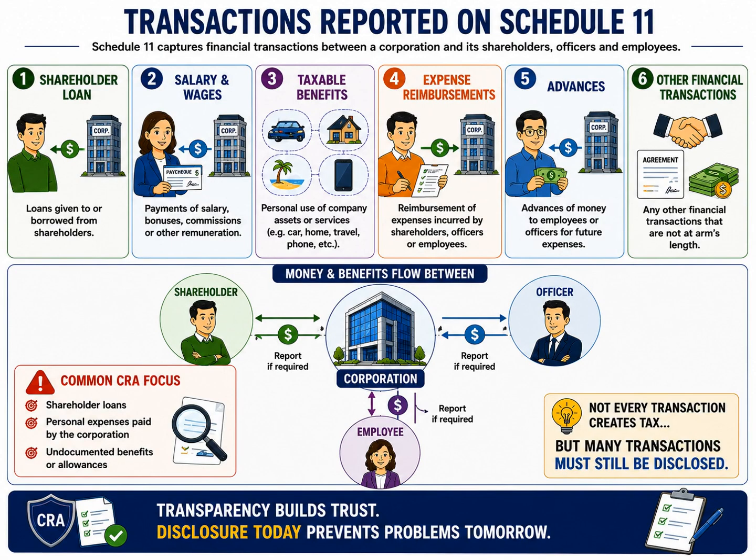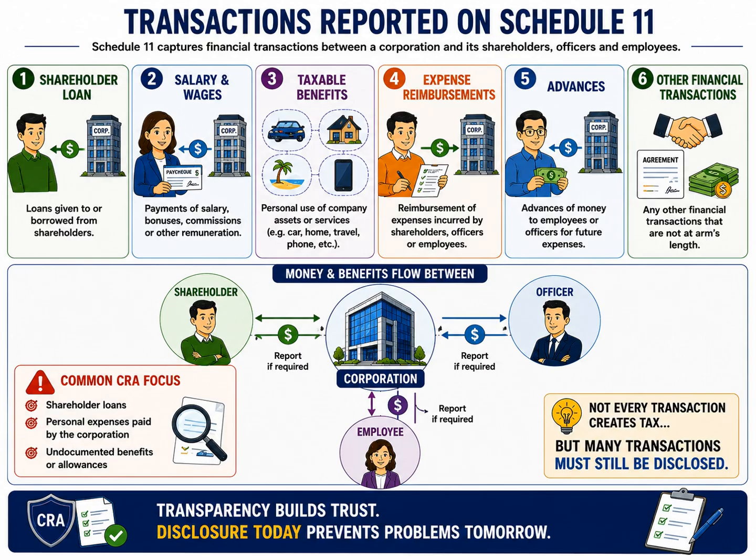Understanding these transaction types will help you recognize when disclosure may be required. One of the most important categories is shareholder loans. This occurs when a corporation lends money to a shareholder or when there is an outstanding amount owed between the shareholder and the corporation. Because shareholder loans can have significant tax consequences, they are one of the areas that the CRA examines most carefully.